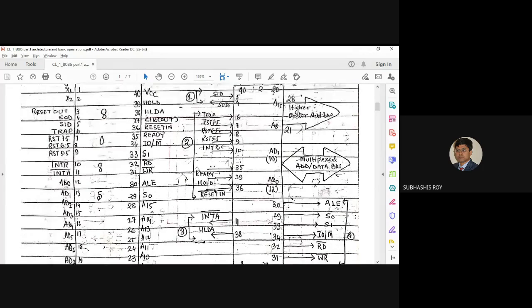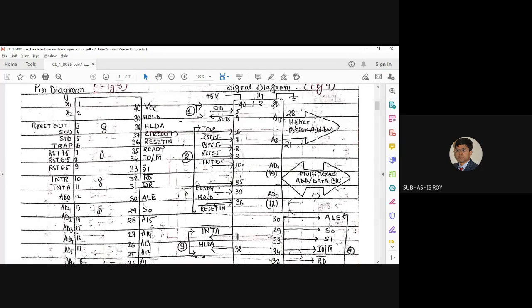Then pin number 29, that is S0, pin number 30, ALE, pin number 31, WR complement, 32, RD complement, 33, S1, 34, IO/M complement. So these pins are actually used for controlling different operations of 8085 microprocessor. Okay, so internally 8085 performs different tasks. To perform different tasks, it requires many signals. So signals are S0, S1, read, write, IO/M, ALE. So these are the internally used pins, okay, to accomplish different tasks.